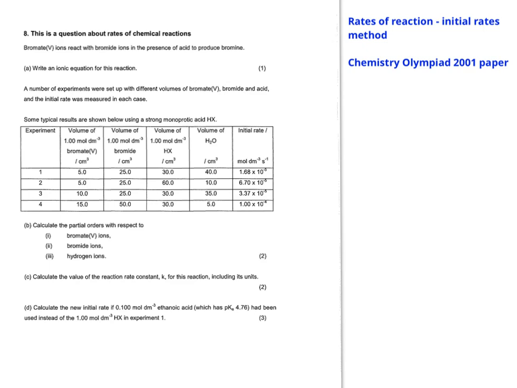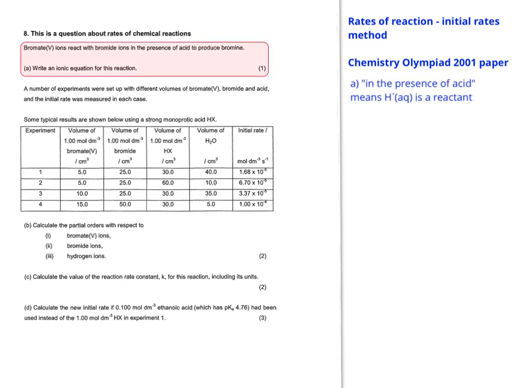Hello, and welcome to this clip going through a slightly older chemistry Olympiad question. This is from the 2001 paper, and it's a rates of reaction initial rates method. It's fairly similar in its layout to most of the initial rates questions that you'll come across on modern A-level papers, so it's worth having a go at to practice your skills on this quite important technique.